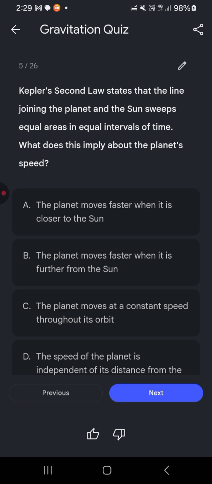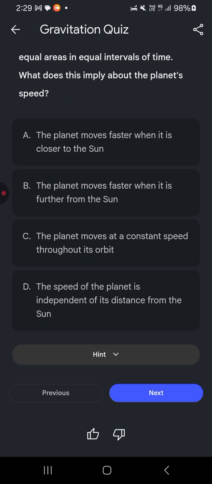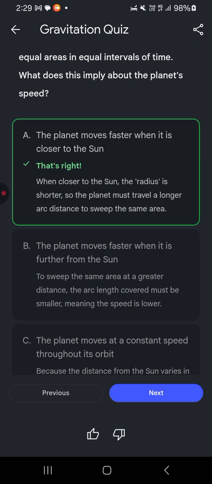Kepler's second law states that the line joining the planet and the sun sweeps equal areas in equal intervals of time. What does this imply about the planet's speed? The correct answer will be the planet moves faster when it is closer to the sun. When closer to the sun, the radius is shorter, so the planet must travel a longer arc distance to sweep the same area.